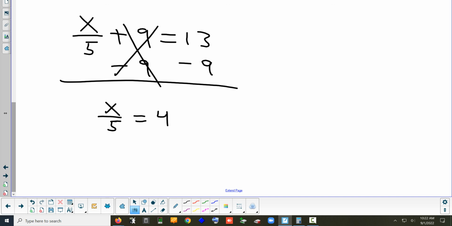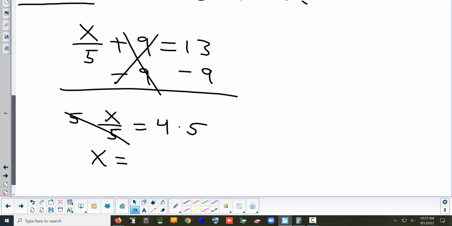The last step is multiply or divide. And what did you say to multiply by? 5. Yep. Times 5. And Abby, can you tell me what happens on the left when I multiply by 5? Yep, we get just the x. That's gone. And what about on the right? You multiply 4 times 5. Yep, and we get 20.